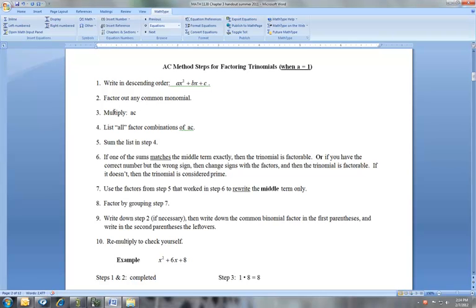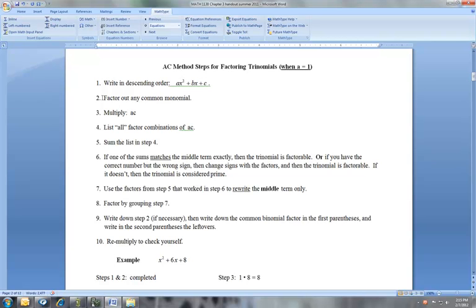It looks like a lot of steps, but once you get used to this, it's just a cut and dry method of factoring trinomials. It's called the AC method, and in this particular instance, my A value is always going to be 1. First thing, we've got to write our trinomial in descending order. It gets its name AC from A, the coefficient with my x squared, and C, my constant.